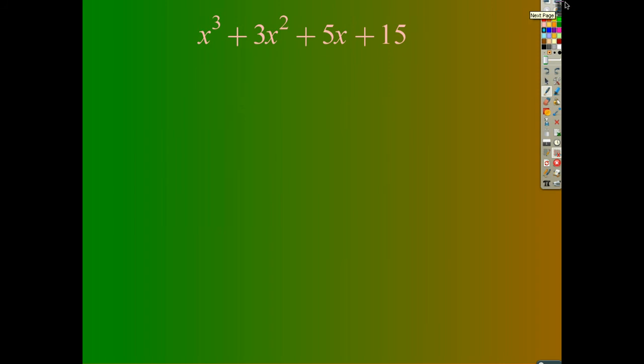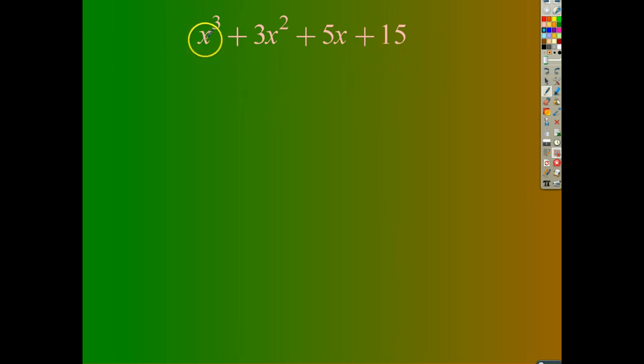One of the other things we're going to do here is something called factor by grouping. There are 4 terms in this polynomial, and none of them can be combined, because this is x cubed, this is x squared, this is x to the first, and this is x to the 0, technically. So what we're going to do is group things. We're going to look for two pieces that have a common factor, where the other two pieces also have a common factor.